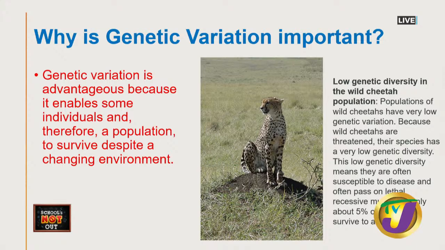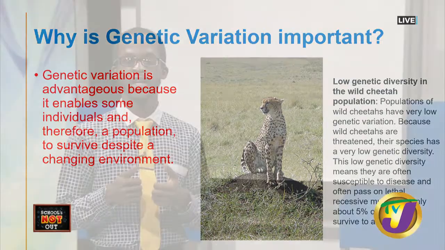And if it's a case where there are lethal mutations within their gene pool, it passes on from one parent to another, and as such, we only have 5% of cheetahs surviving to adulthood because that lethal gene is passing on. So you can understand why we definitely have to ensure that variation is present within our population, as humans, as any other organism, as plants.